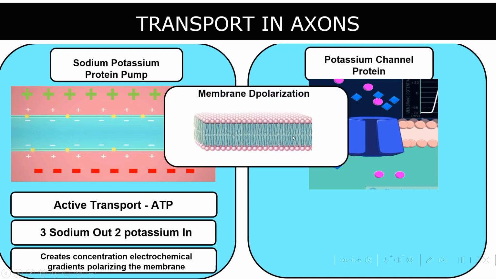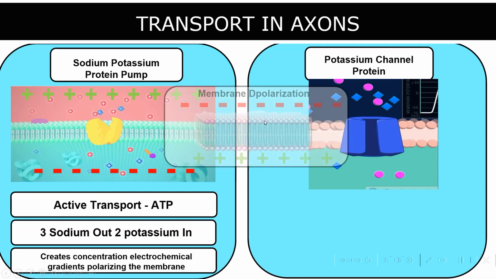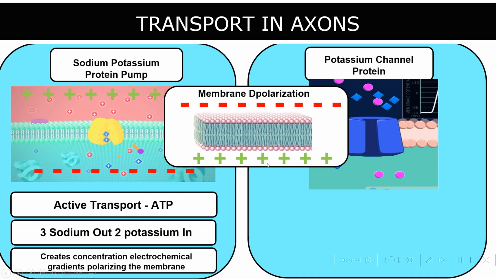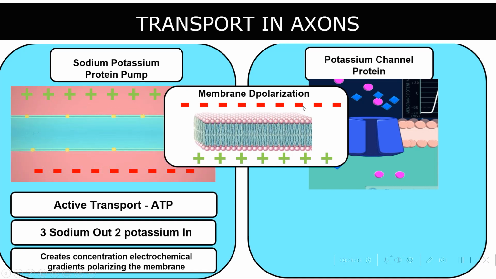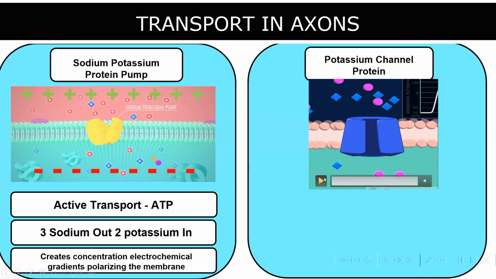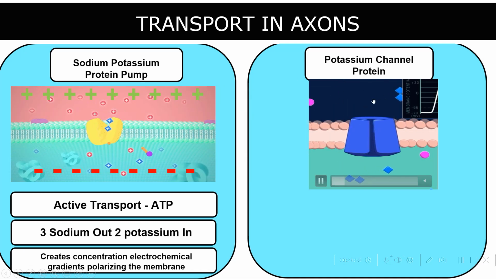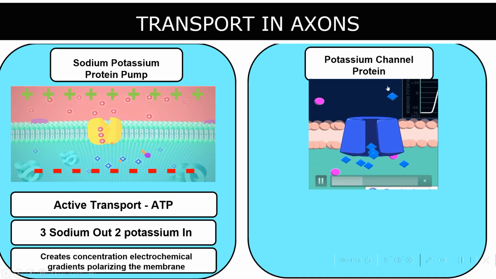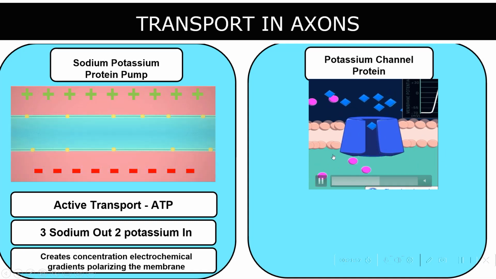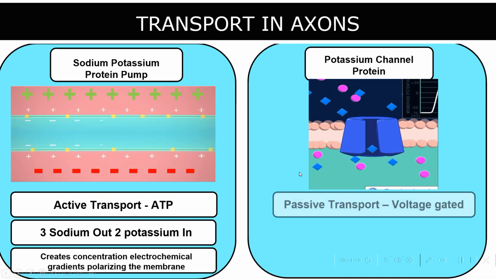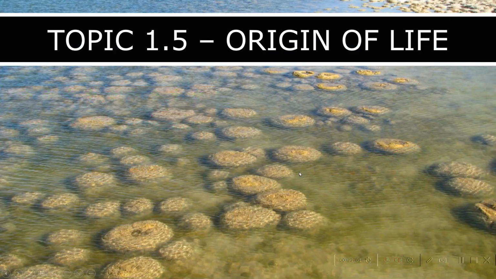Once the axon fires, those charges flip. Now the inside is positive and the outside becomes negative momentarily. And part of the reset is one of the potassium channels. These guys open up to allow the flow of ions, and that's part of the reset. But we'll come back to that in Unit 6.